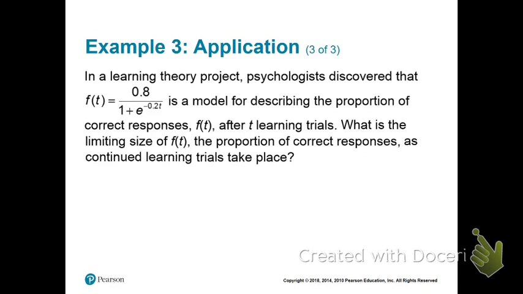All right, so same scenario here, and it says, what is the limiting size of f of t? The proportion of correct responses as continued learning trials take place. So the limiting size, what is that maximum amount? 0.8. That's that C value, right? So the limiting size of f of t is 0.8.